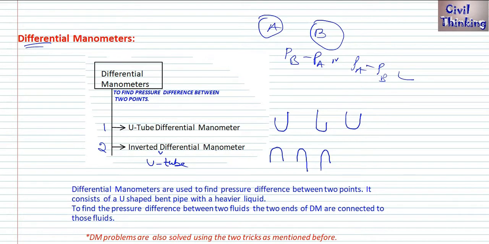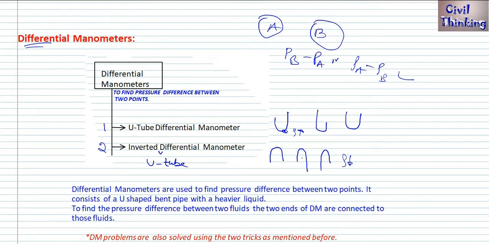Okay, these are all the inverted U-tube manometers. The basic difference between the two is that we keep this one upright, and this one is inverted. This is the first difference. The other difference is that here we use an inbuilt fluid which is heavier. Its density is more than the fluid whose pressure difference we are trying to find. Here we use a heavier fluid, but here we use a lighter fluid. This is the basic difference.